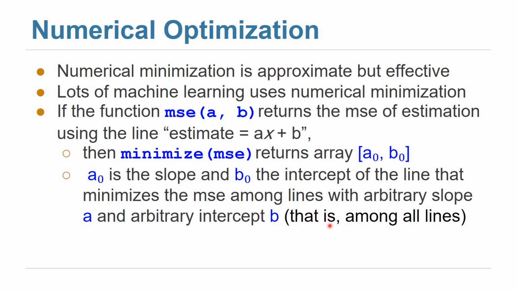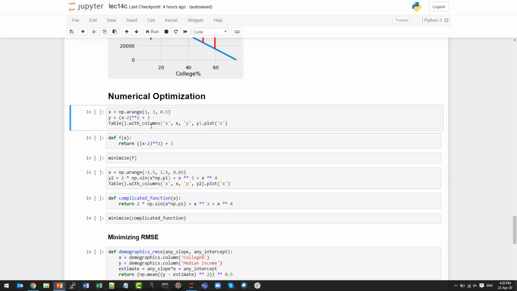That means among all lines. So among all possible values of a and b, a0 and b0, which will be returned by this minimize function, will give us the minimum value of that function. Let's see that in practice.